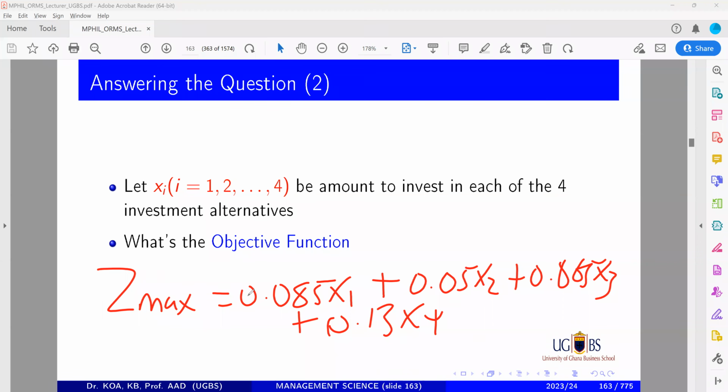This is the objective function. By the time you get to know how much AMA was actually able to invest in municipal bonds, certificate of deposit, treasury bills and growth stock fund, once we know that, we will know her total returns on the investment. Fantastic.